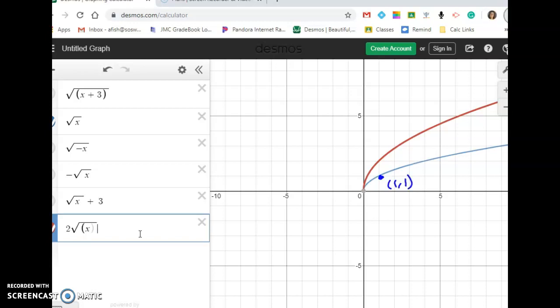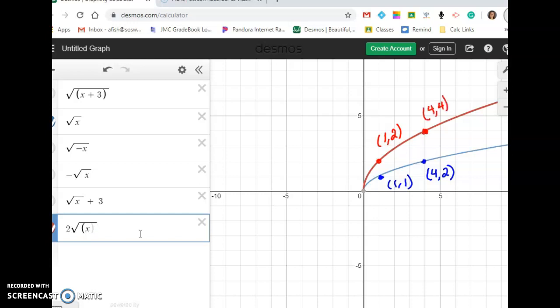And then that new function is now at 1, 2. Well, that's interesting. Let's see if there's a connection there. Let's find another point on our parent function. I have a point here at 4, 2. Now look at the new function. This is at 4, 4.